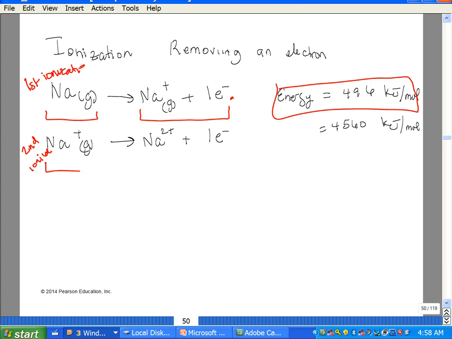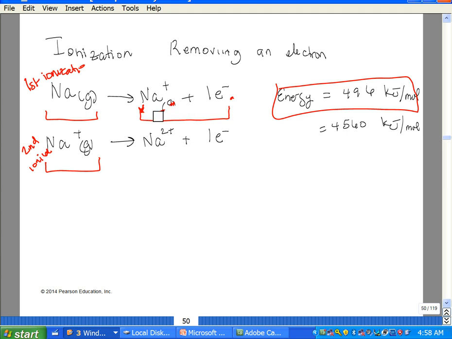The second ionization starts with the ion that we produced with the first ionization, which is the sodium ion in the plus one. The plus sign tells you that it is a cation, a positive one cation. So when you remove the electron, remember we form cations. Removing an electron from a neutral atom forms a cation. Adding an electron forms an anion.